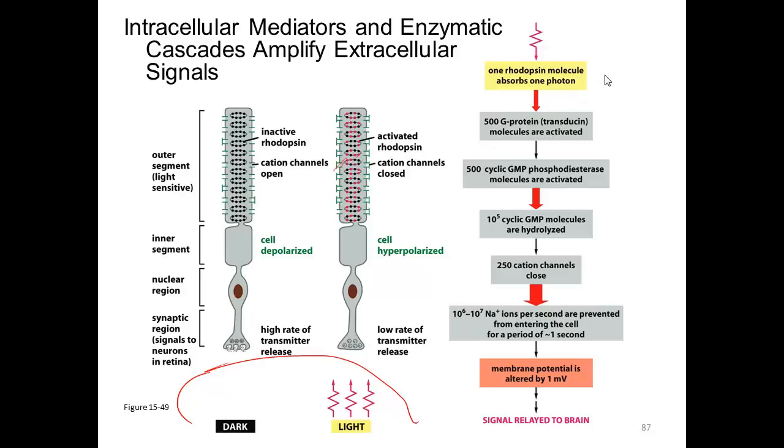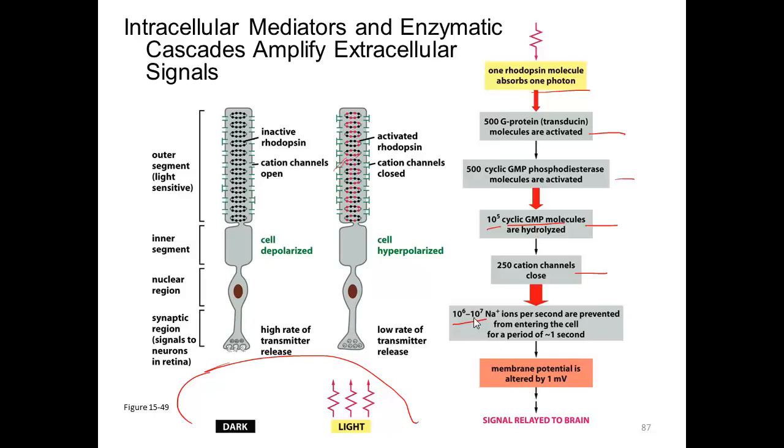And then the amplification is shown here, that a single photon activates about 500 G protein molecules, which will then activate 500 enzymes that are going to create cyclic GMP molecules, about 10^5. These 10^5 cyclic GMP molecules are going to close about 250 cation channels, and this single photon is going to cause changes in 10^6 or 10^7 sodium ions of their location. So that's quite an impressive amplification of a signal.